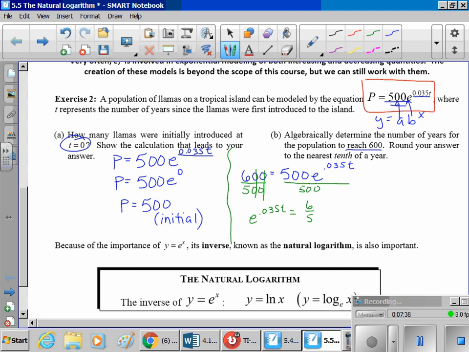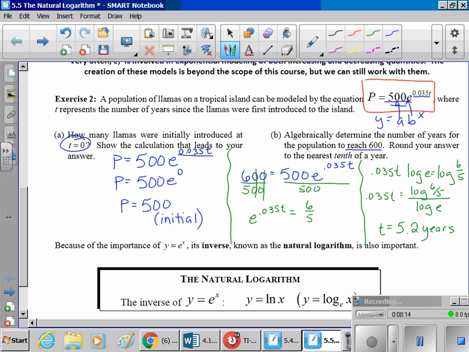So now we're going to log both sides. So we're going to say 0.035 t log e is equal to log 6 over 5. All right, so 0.035 t is equal to log 6 over 5 divided by log of e. We're going to put this whole thing in our calculator, and then we're going to divide it by our 0.035, and t turns out to be 5.2 years. It says round to the nearest tenth.